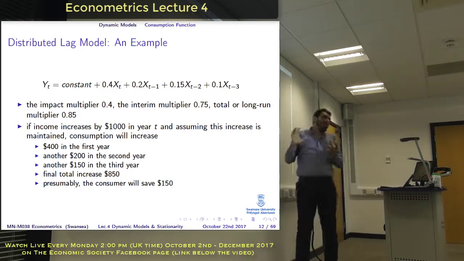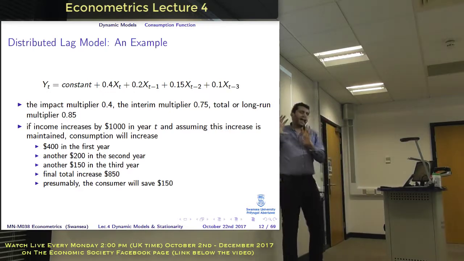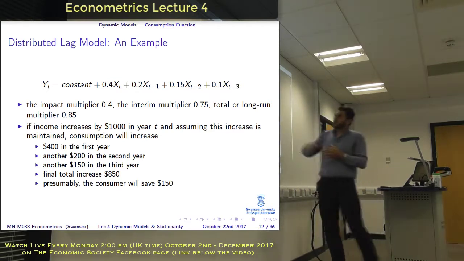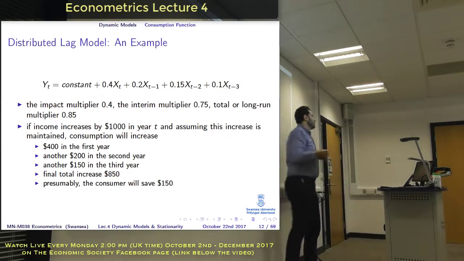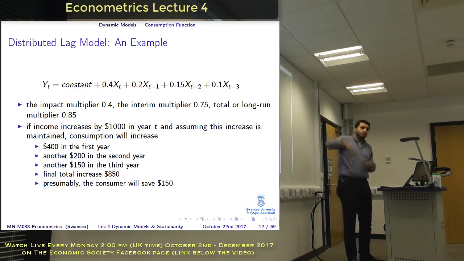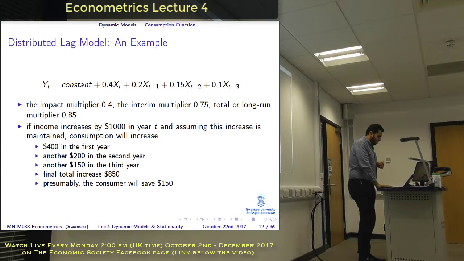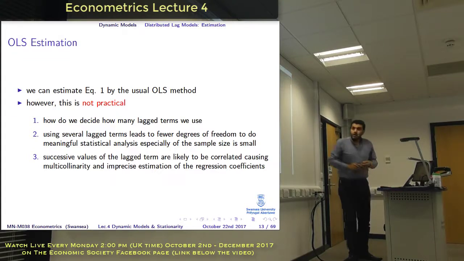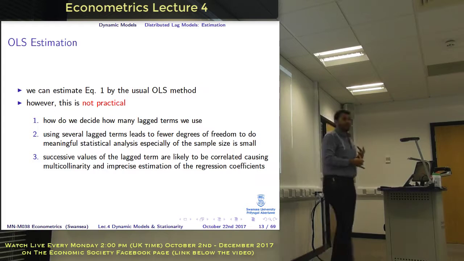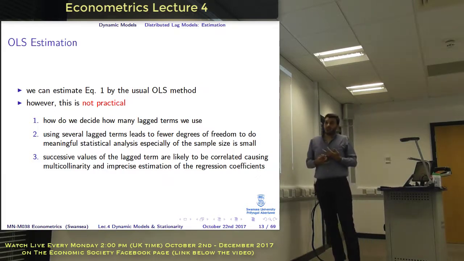So this is not the problem now. This is just a demonstration of what we should understand from these coefficients. The problem now is how we're going to estimate these coefficients, how we're going to come up with these numbers, 0.4, 0.2, 0.15, 0.1, etc. If we use OLS, it isn't a good idea for many reasons.